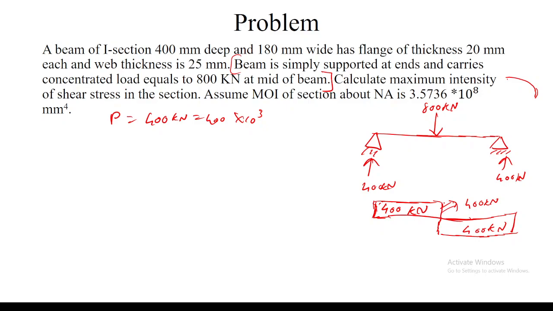So at some point it will be crossing zero. Yeah, might be. So if it crosses zero, V will become zero. No. See, for example, here they have asked to calculate the maximum intensity of shear stress in the section. So at any point, in the majority of the section, except at this mid span, it is 400 kilonewtons only. So based on this only, you have to calculate the shear stress value, not based on this mid span. Even at the mid span, the shear stress at one point is positive and at the other point it is negative. So you don't need to calculate the shear stress at that mid span. Other than that mid span, you can calculate the shear stress.